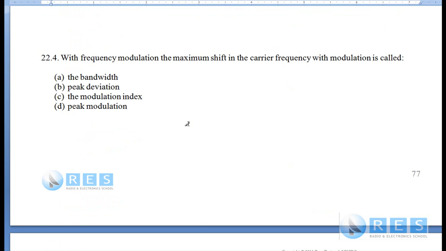22.4. With frequency modulation, the maximum shift in the carrier frequency with modulation is called peak deviation. The deviation is the amount by which the carrier changes frequency around its center frequency when it's unmodulated. The maximum amount of change of that frequency is called the peak deviation.